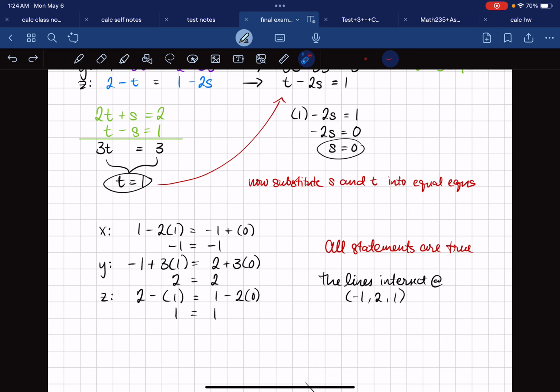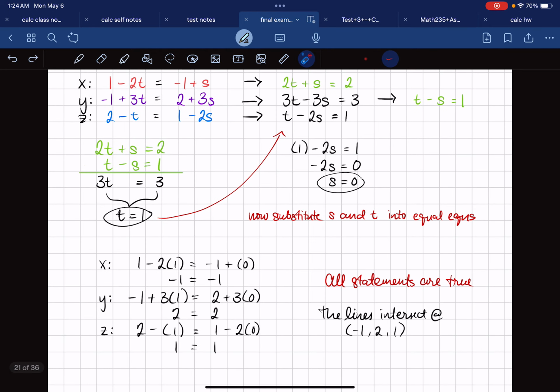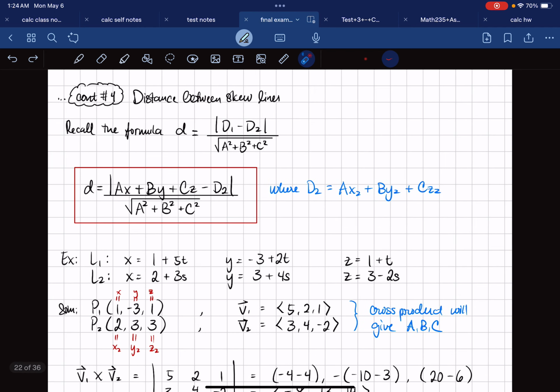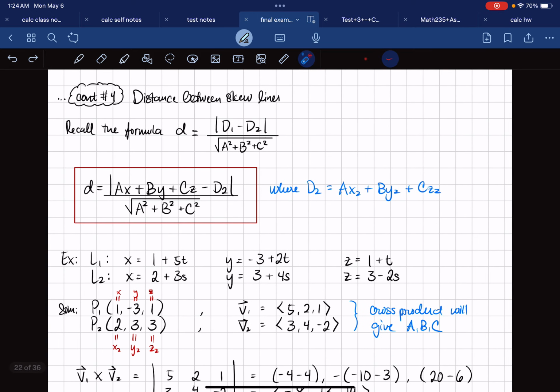But it's the same concept. You're going to have to do the same exact thing to find if they're skew or not. The difference in the test is that you're actually going to find that this wouldn't be an intersecting line, because you're trying to prove that they are skew. So if it was a problem that happened to be skew, we're going to have to find the distance between them.